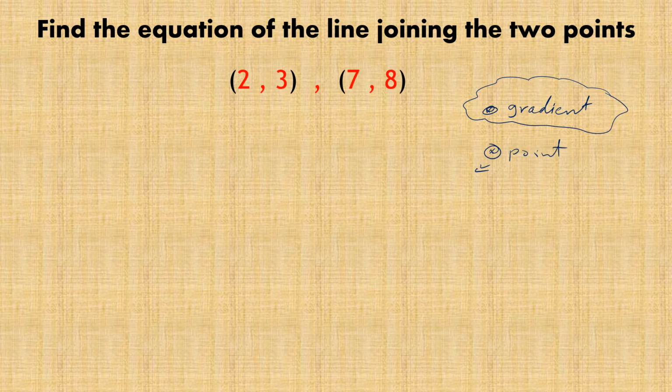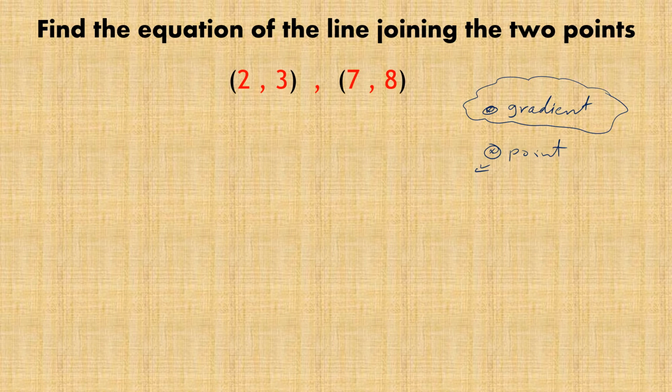We have so many methods to find the gradient. For example, it can be given directly in the question. You can say the gradient equals 3, the gradient equals -1/2, or using 2 points, as we'll see in this question, or using differentiation, or using the gradient of another line which is parallel or perpendicular to this line. In this question, we'll use the method of using 2 points to find the gradient.